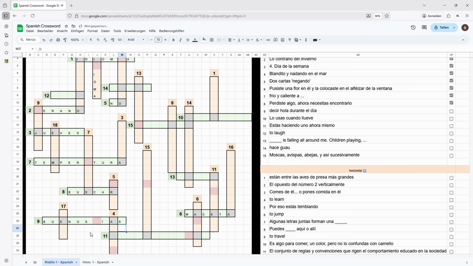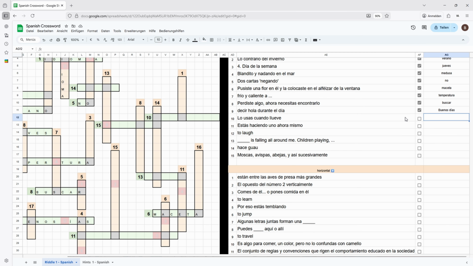It fits. Then we have "lo usas cuando llueve." You use it when it rains. An umbrella? Paraguas.